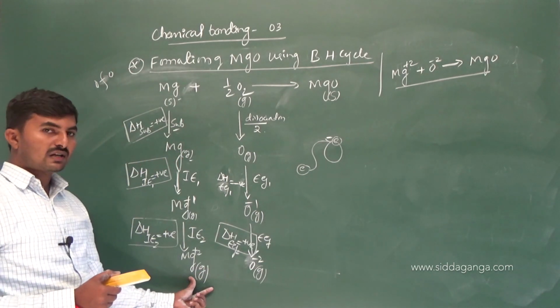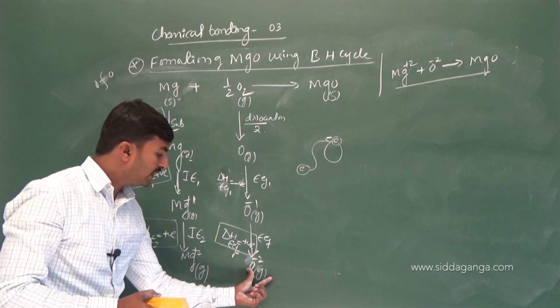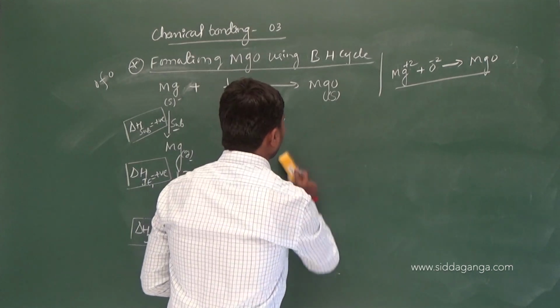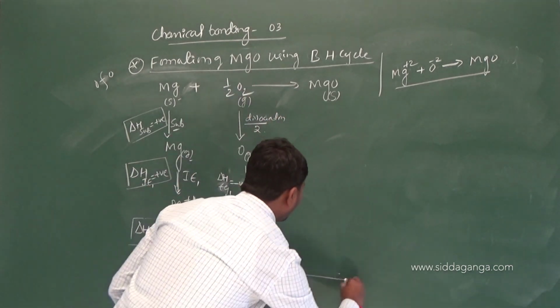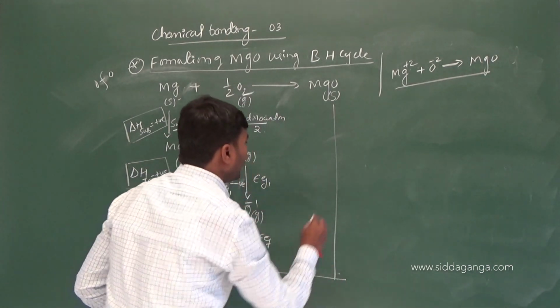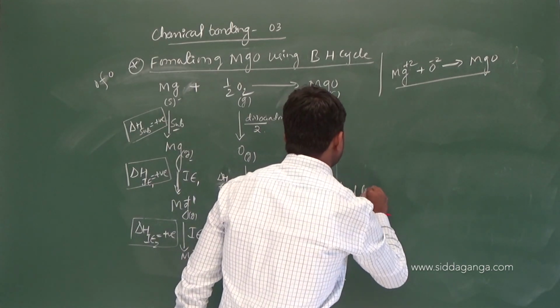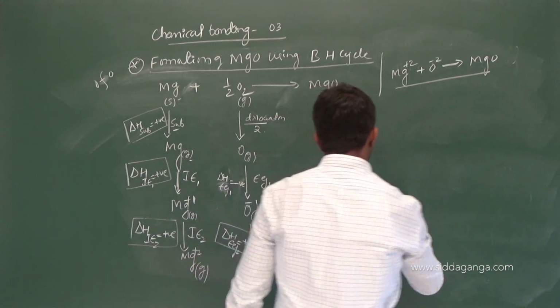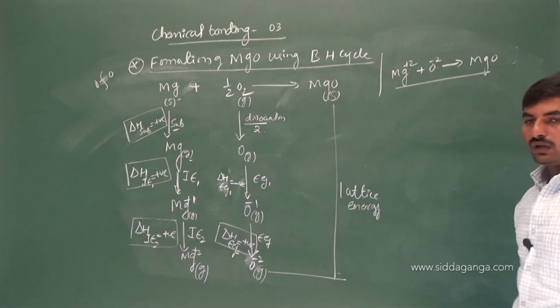Mg+2 in a gaseous state is ready and O minus 2 in a gaseous state is ready. Now the bond formed is called and the energy released is called lattice energy. Here the bond formed is an ionic bond.